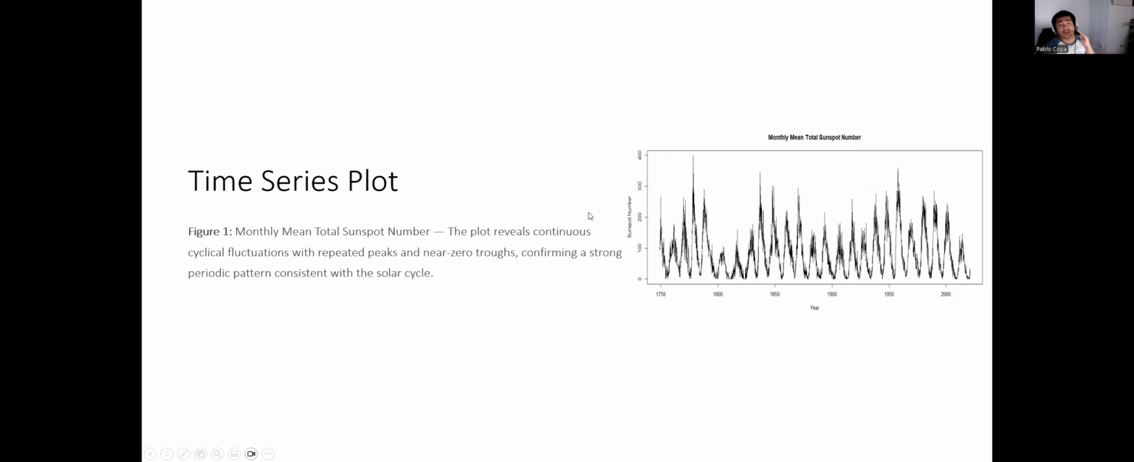Some periods show very high sunspot numbers, while other periods drop close to zero, as you guys can see. These repeated peaks and troughs suggest that solar activity follows long-term cycles. In relation to the real world, this matters because sunspot activity can affect communication systems. Higher solar activity can create interference that might affect wireless signals, satellite communications, or radio-based systems.